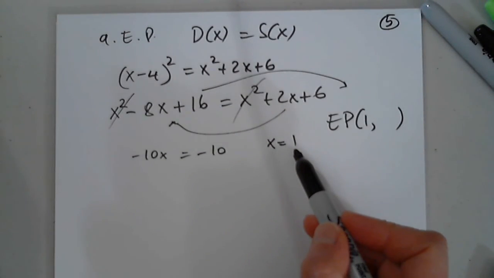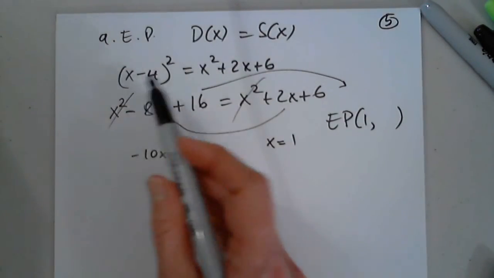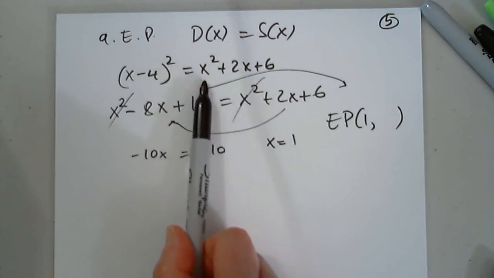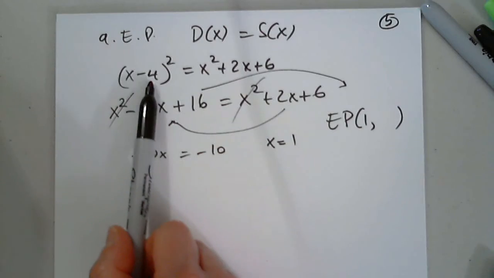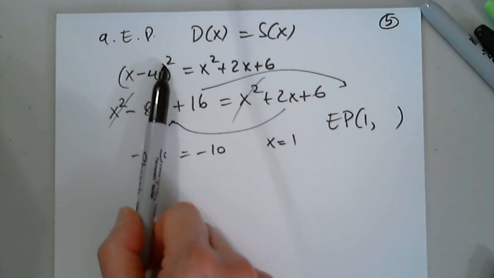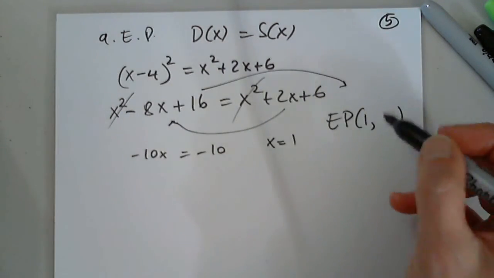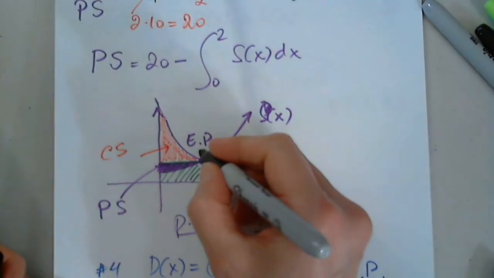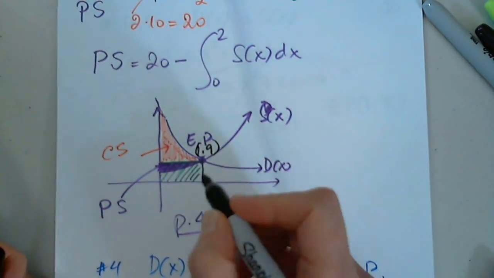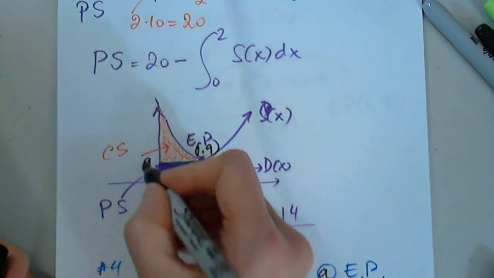Now it doesn't matter where I plug it in. They have to be the same. So I can say 1 plus 2 plus 6, which is 9, or 1 minus 4, which is negative 3 squared, which is still 9. So the equilibrium point in our graph is 1 comma 9. So 1 comma 9.